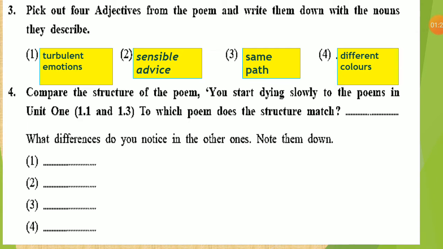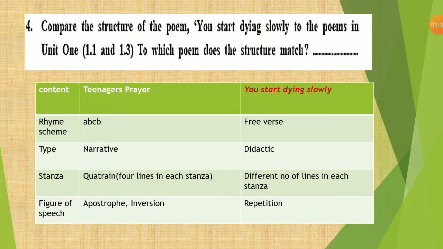In the fourth activity, you have to compare the first poem with our You Start Dying Slowly poem. Our first poem was Teenager's Prayer. We had seen this poem. We have to compare these two poems with the structure.